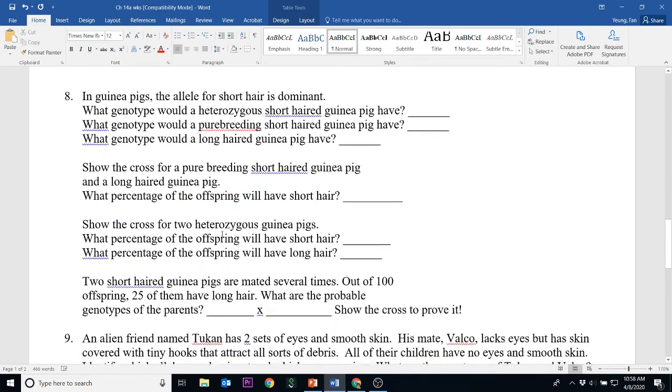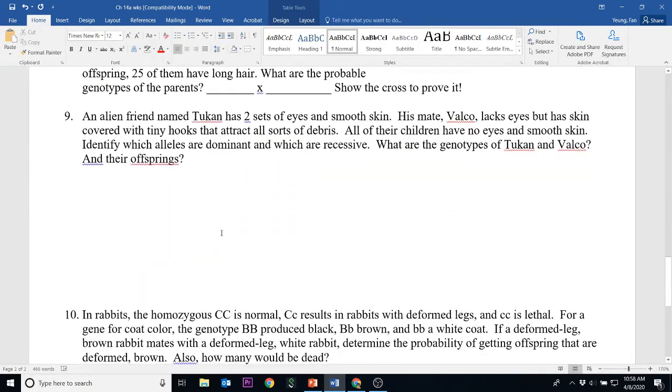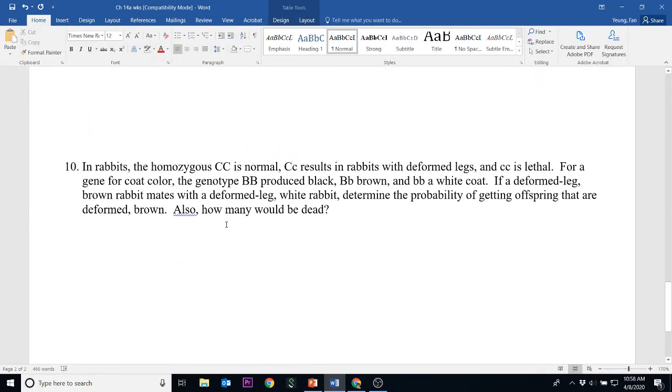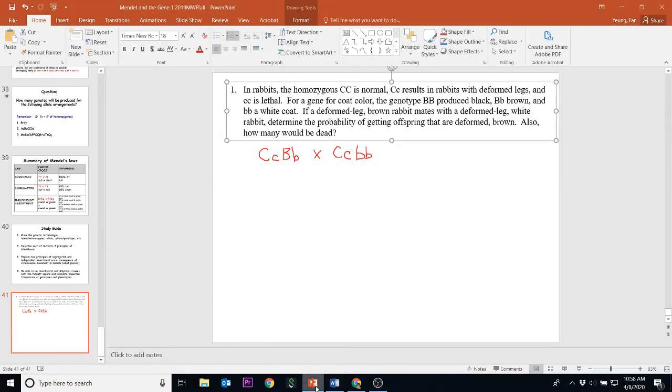Okay, let's go look at the last question, and the rest you should be able to do, but the last one is a dihybrid cross. So I want to make sure that you guys get it. So if you look at the dihybrid cross, this is the question it's asking.